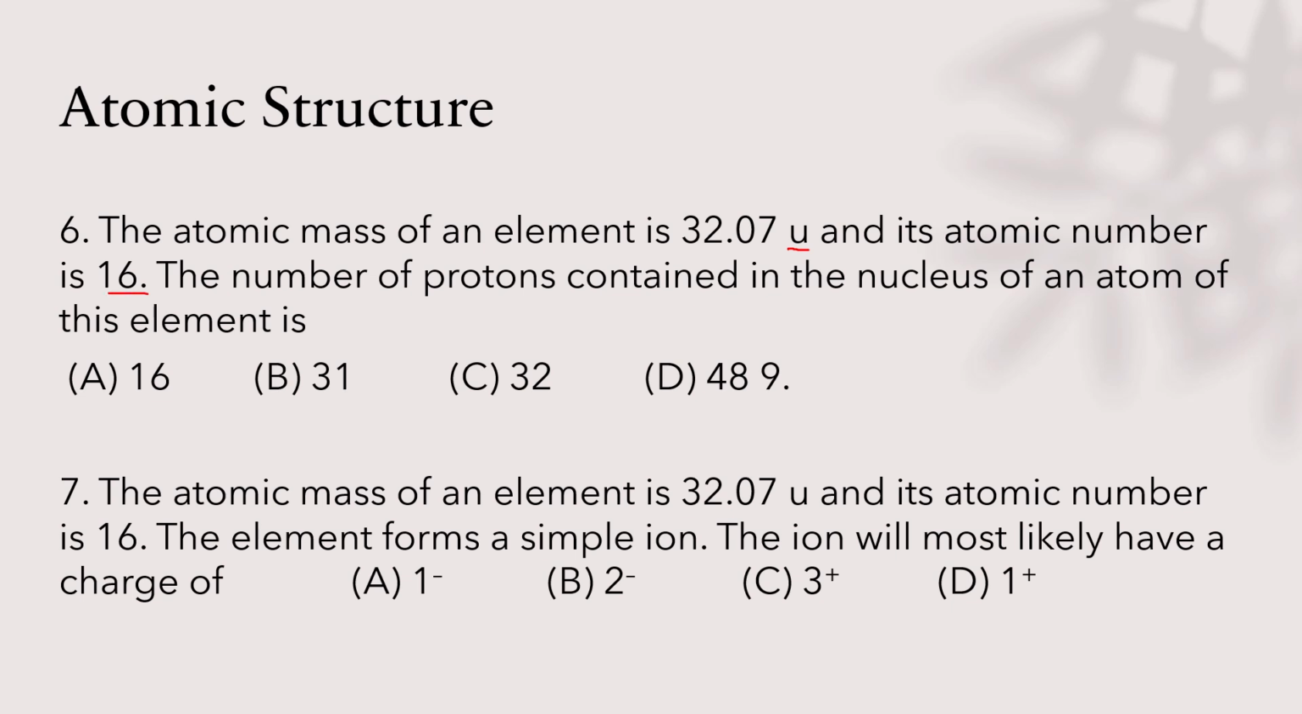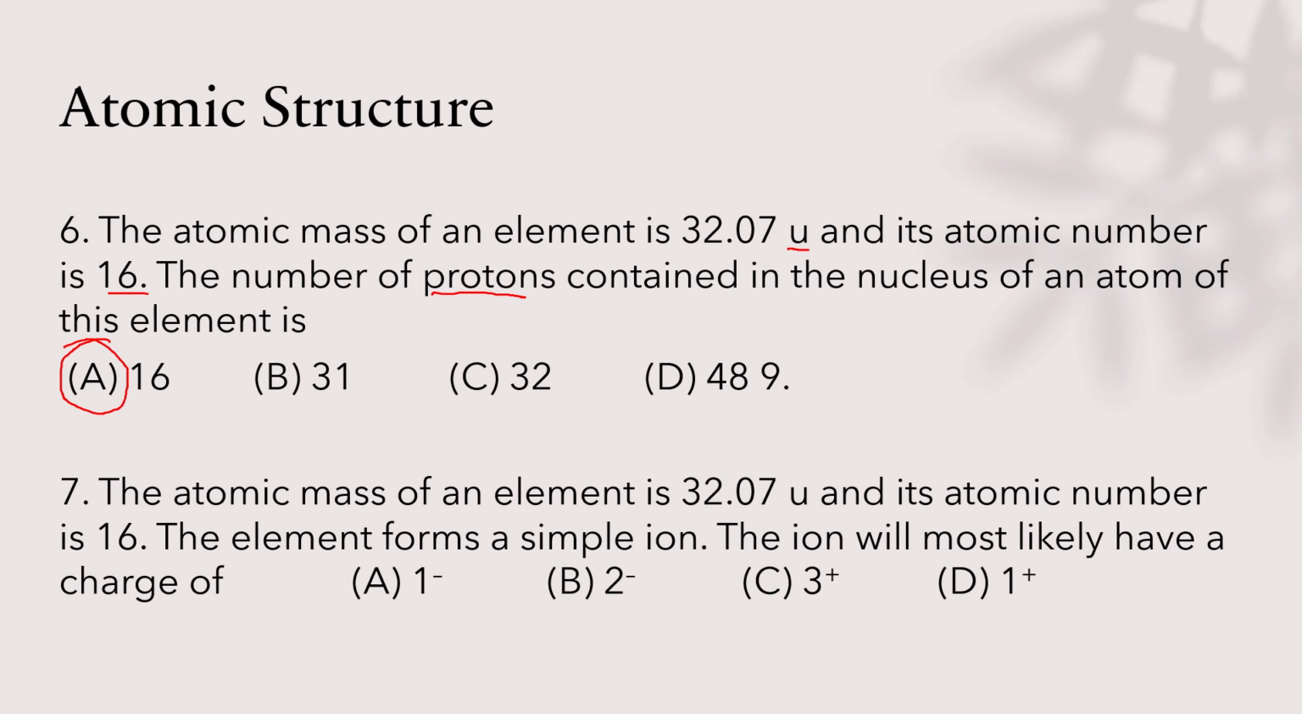The number of protons contained in the nucleus of an atom of this element is, well, this is where your knowledge of protons being the same as the atomic number comes in. So the number of protons is always the same as the atomic number. If you change the number of protons, you're changing the identity of the element, right? So A is going to be the correct choice here. The atomic number and the protons are the same thing.